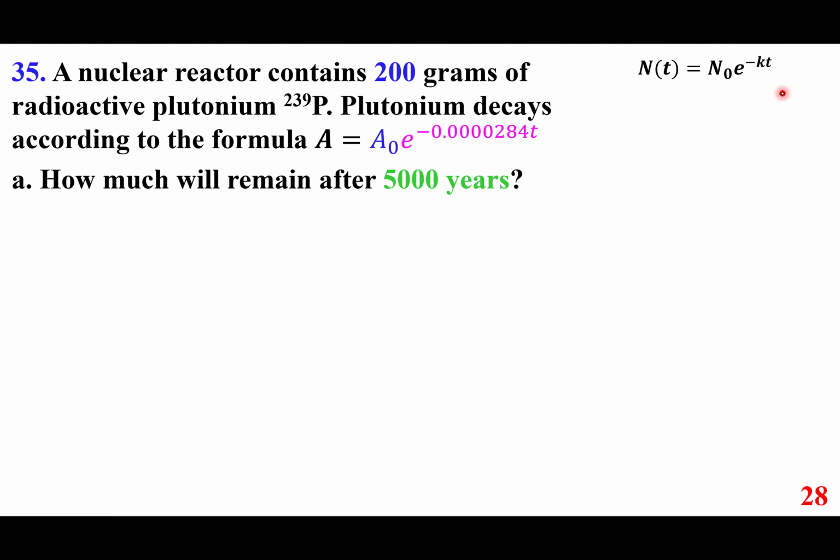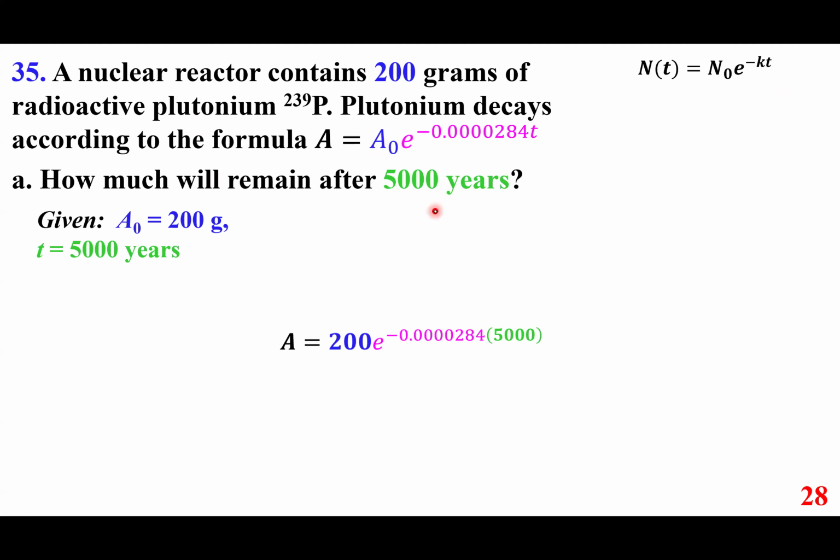So first of all, in this case, what is given when we read this question? It contains 200 grams of radioactive plutonium to begin with, that is A sub 0. So A sub 0 is 200 and T is 5,000, everybody. That's the given. So for this question, basically replace the A sub 0 with 200, T with 5,000, and all you have to do is just put it into a calculator.